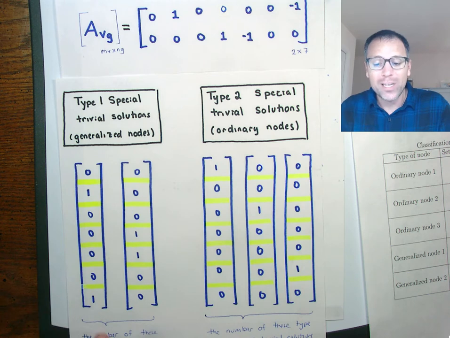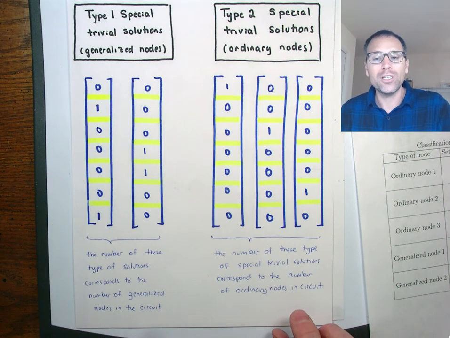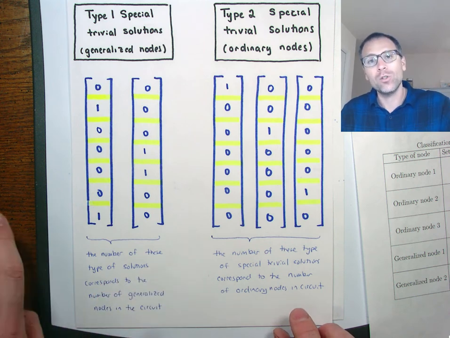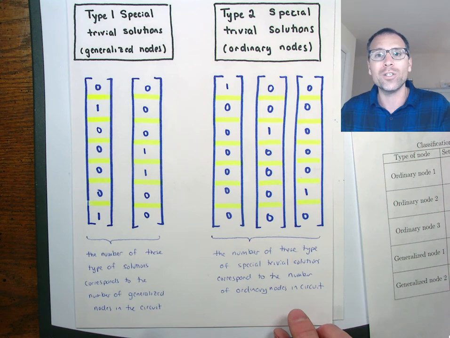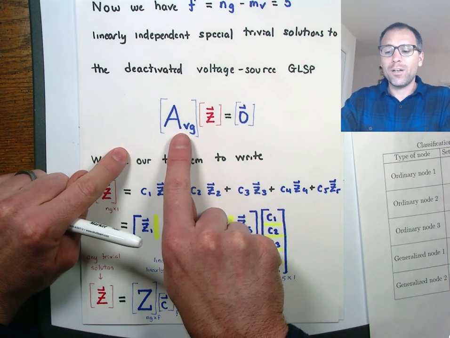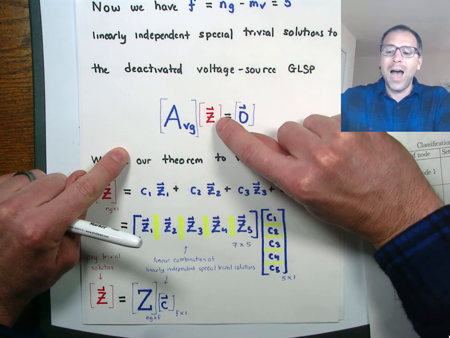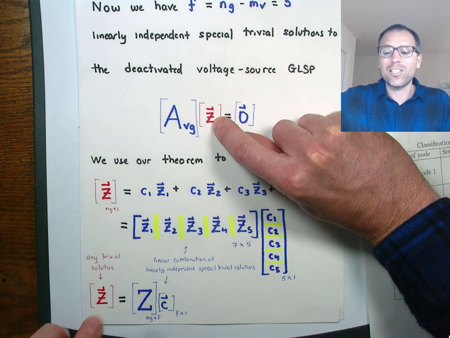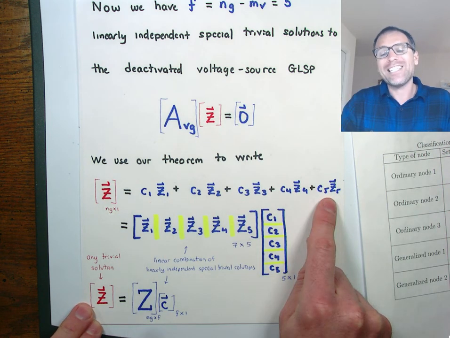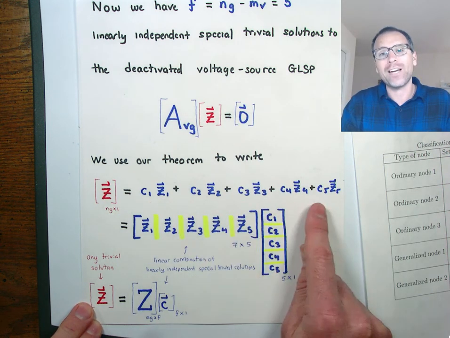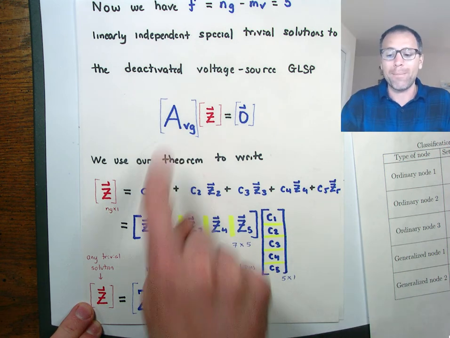By inspection, we can tell that those are linearly independent, and we've broken each of those special solutions into categories, either special solutions that come from generalized nodes or special solutions that come from ordinary nodes. But that means when I'm going to solve the system A sub Vg times Z equals 0, the homogeneous linear system problem, I can actually completely categorize any trivial solution as a linear combination of my special trivial solutions, the 5 vectors or the F vectors that we just found by looking at the structure of that matrix.